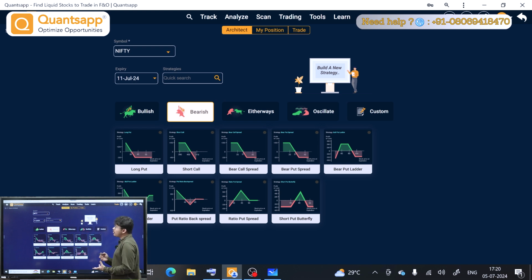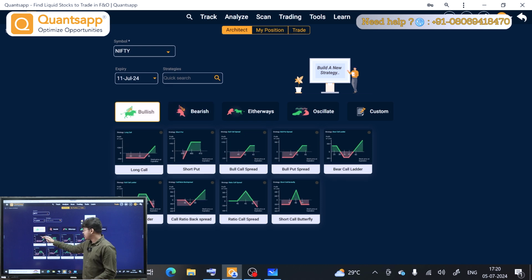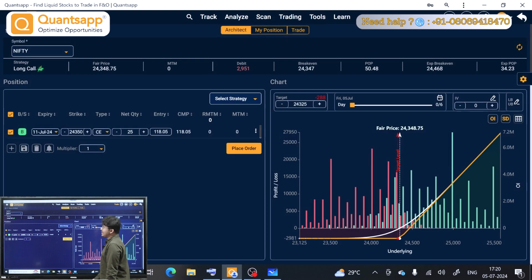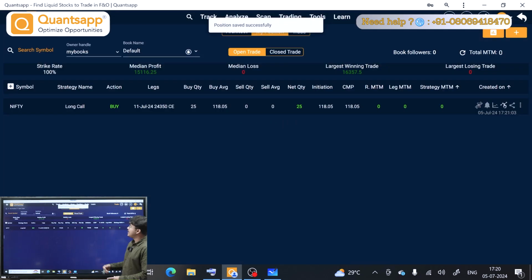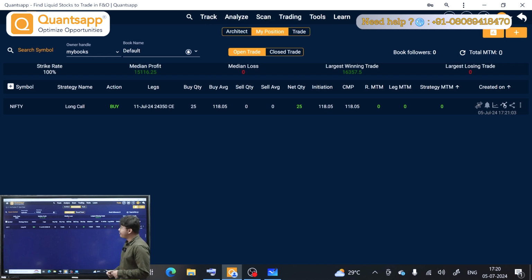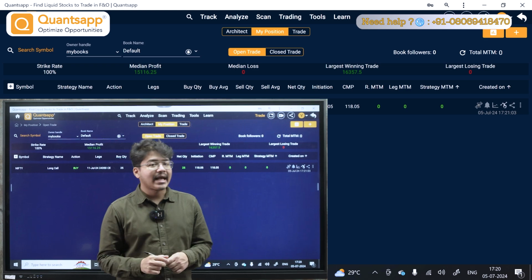You can monitor all of these strategies, and you can save your positions here as well. Let's say I am bullish on Nifty, just for an example. You can select whatever strike you want; by default it keeps the at-the-money strike. If I go and save this strategy, then I can monitor the strategy MTM in real time. This is something that can help you with your exits as well. You can keep track of your profits and exit timely.